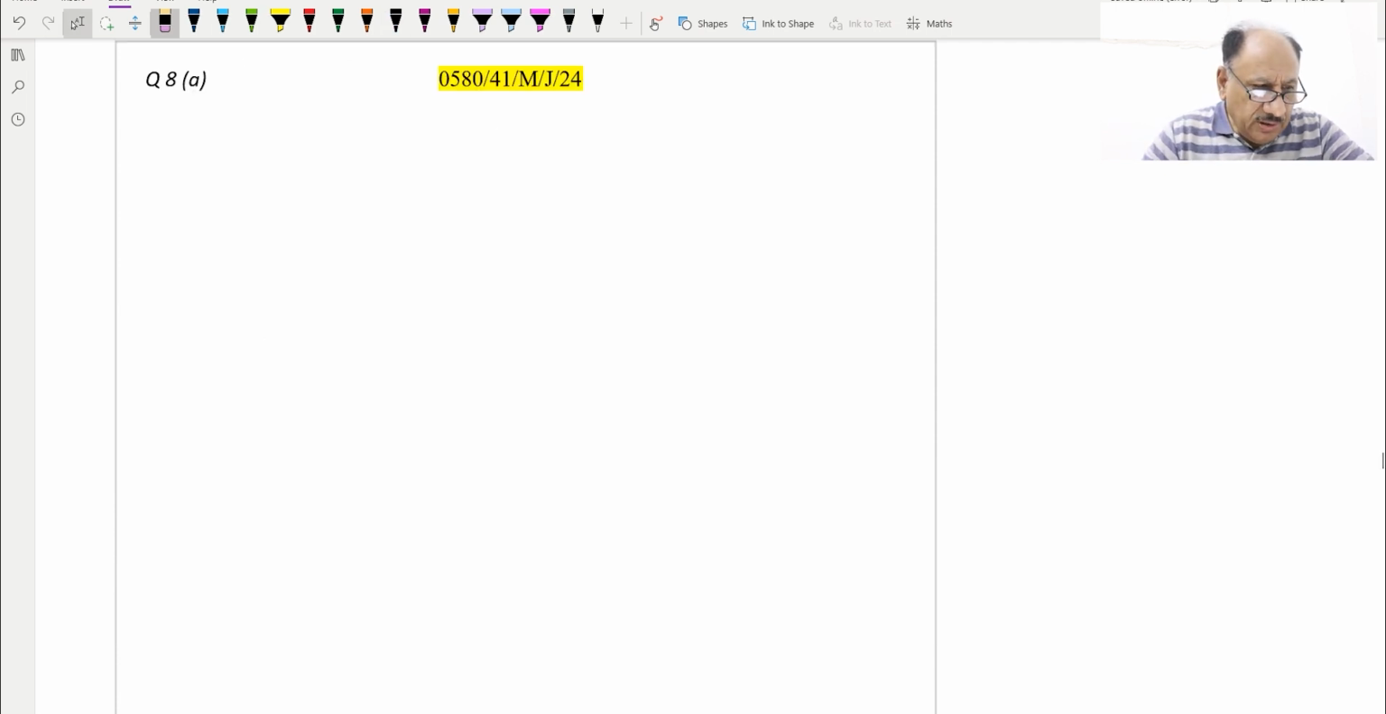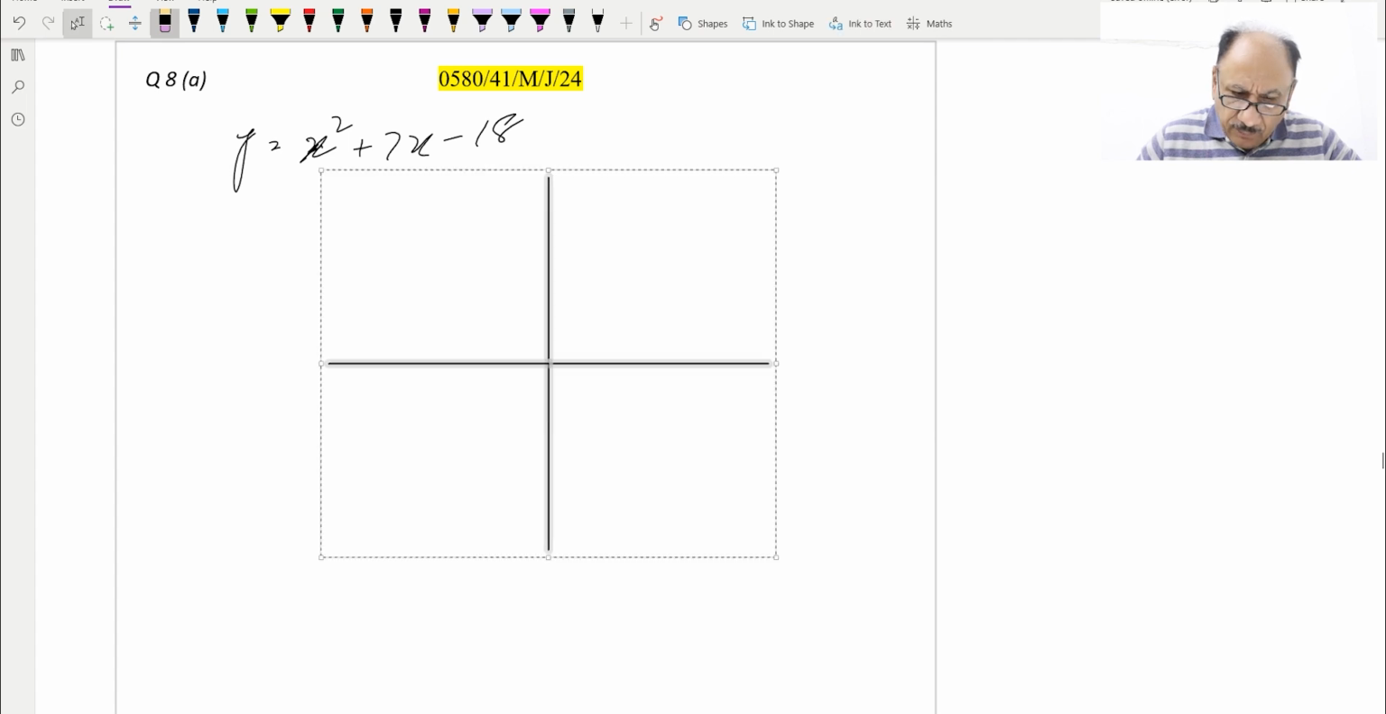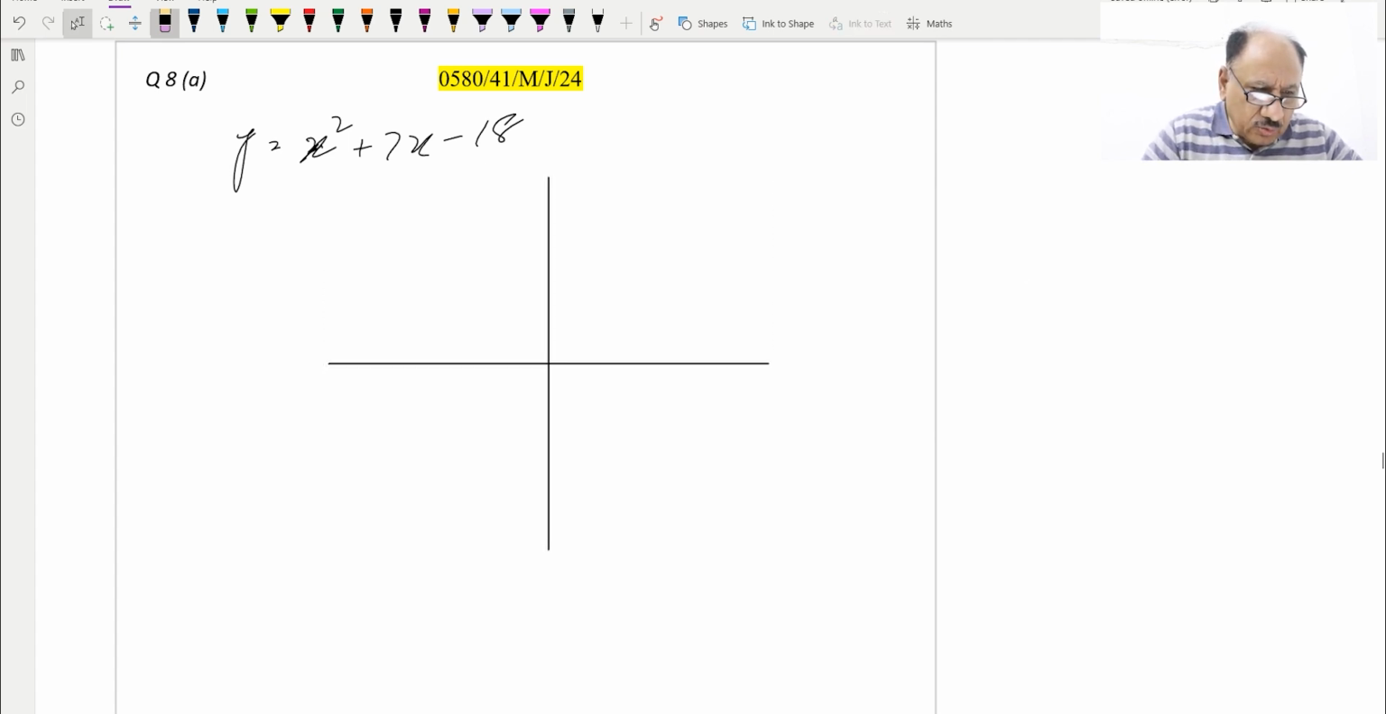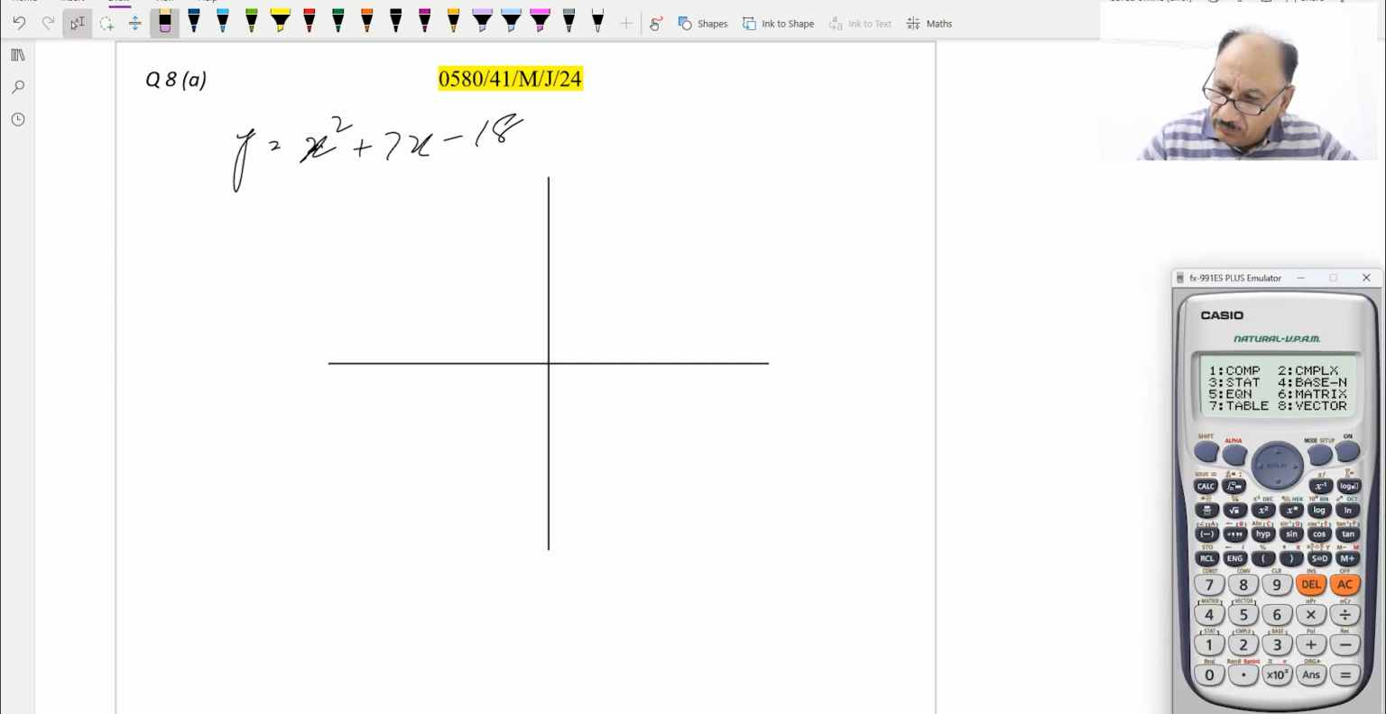Question number 8a part: on the axis sketch the graph of y is equal to x square plus 7x minus 18. So on your sketch, write the value where the graph meets the x-axis and y-axis. So if we draw axes quickly, we can take x and y-axis, like for example this one. Now we need to solve this quadratic equation, and if we take mode 5 3, or you can solve by whatever method you want.